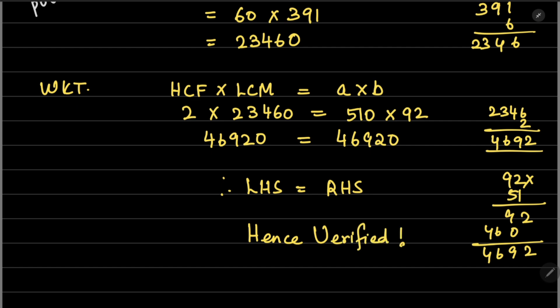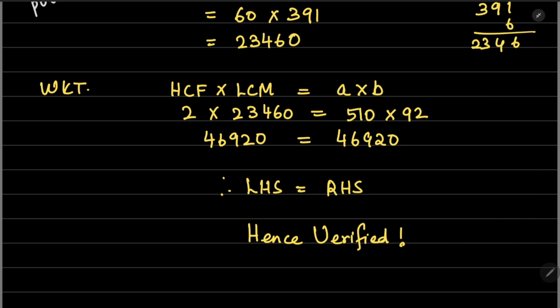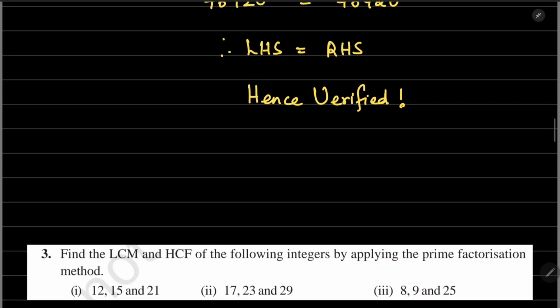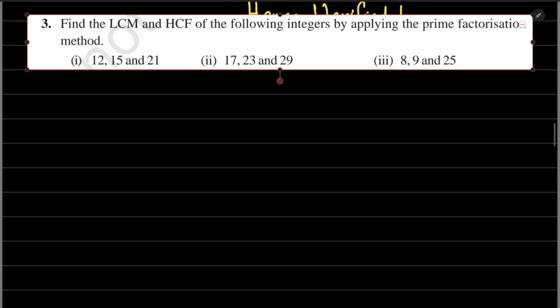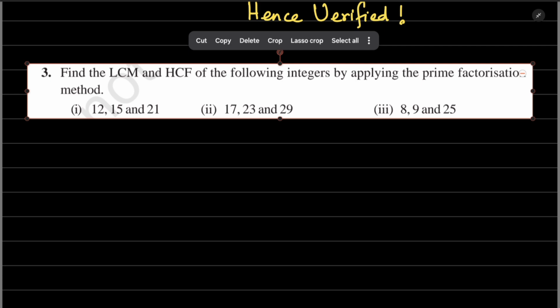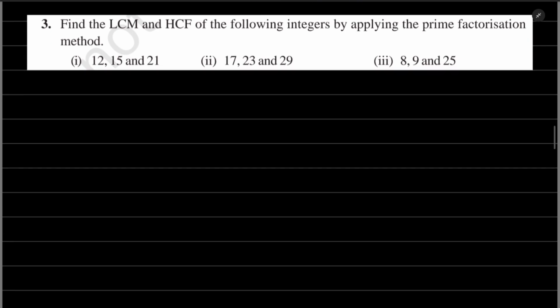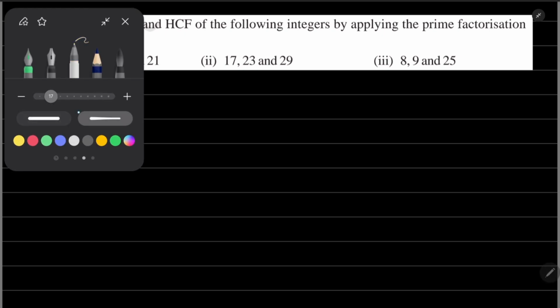So these are very, very easy questions, but they are very important, so you have to practice them. Okay, let's move on to the next question. Again, find the LCM and HCF of the following integers by applying the prime factorization method. It's the same thing, but now you're given a set of 3. Okay, so let's do it.